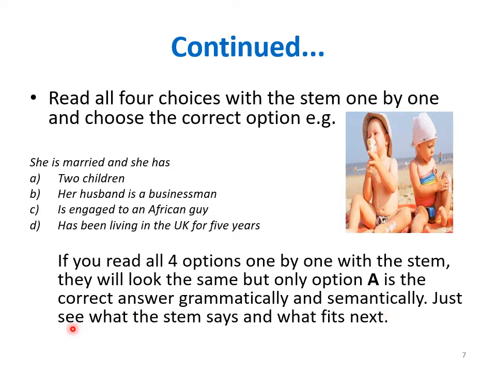Just see what the stem says and what fits next. So this will give you an idea which option sits best. And also, if the stem is talking about a topic, the next thing to come in front of it should be about the same topic. So that tells you many things when you use this method of reading each of the choices with the stem, and that can make your life easier.